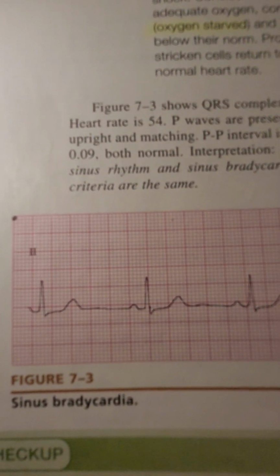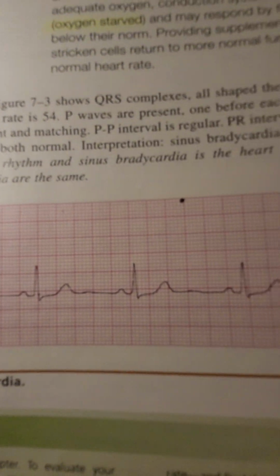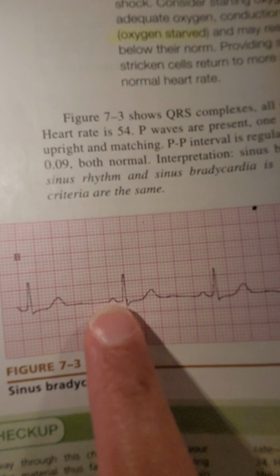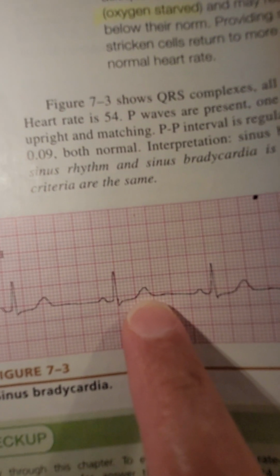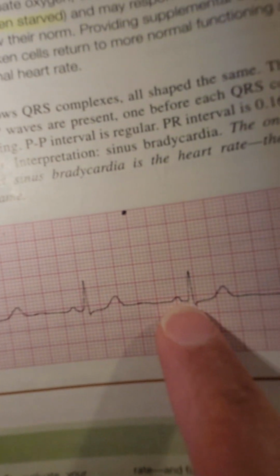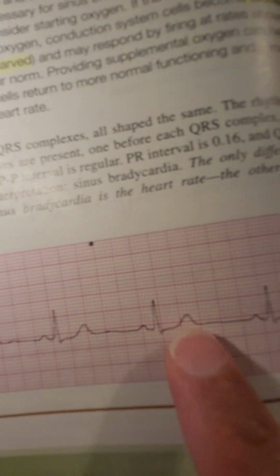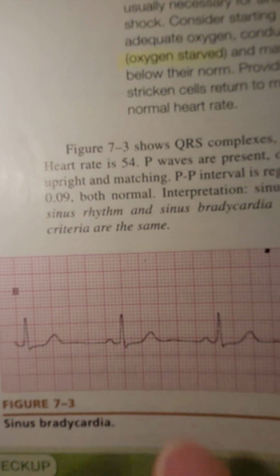This is what a sinus bradycardia would look like. You see it's further apart, but it still has a P wave before the QRS and then a T wave after. P wave before, QRS, T wave after. And each one of these is a heartbeat. It's just slower now, right? Bradycardia, it's slower, less than 60 beats per minute.